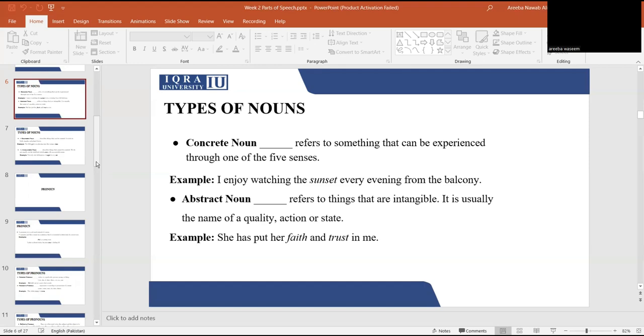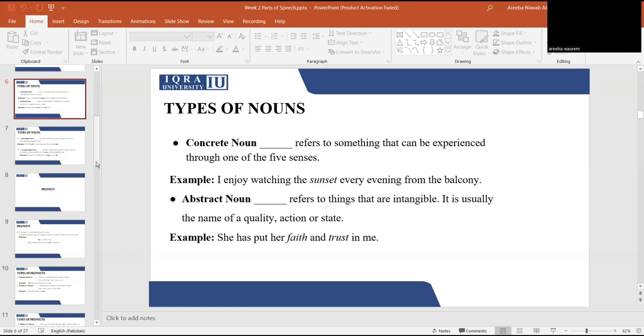Then there are concrete noun and abstract noun. What is a concrete noun? Concrete noun is something that can be experienced through our senses. Okay, like what are our five senses? To see, smell, touch, hear, all of these senses. So, I enjoy watching the sunset every evening from the balcony. Here, sunset is a concrete noun. Why? Because we can watch a sunset, we can see a sunset. So sunset is a concrete noun.